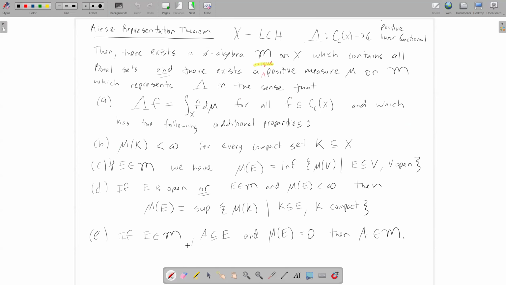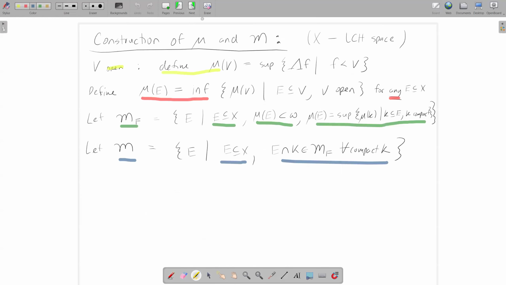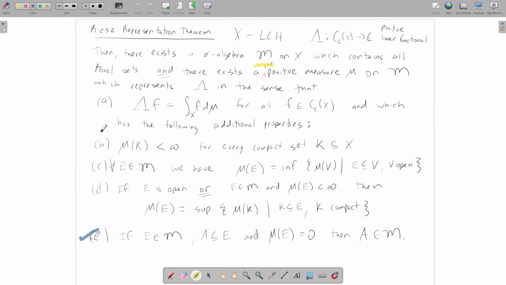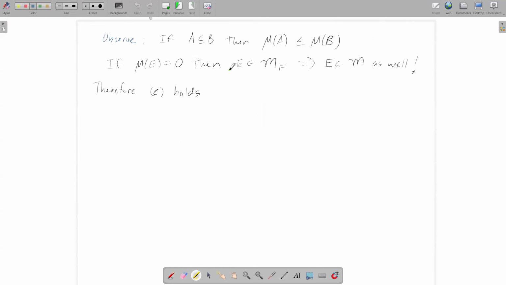So this is E, right? If E is in M and A is a subset of E and the measure of E is zero, then A is in M because the measure of A is also zero. So actually, part E is done now. Okay, so I'll just check it off. All right, and I'm not entirely happy that I checked it off like that. Oh well, whatever. It's probably fine. Okay, so therefore E holds, and C holds.